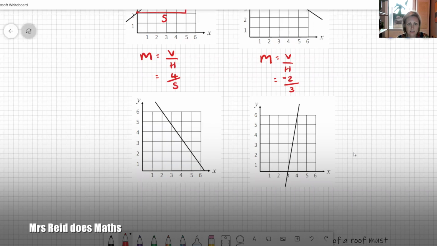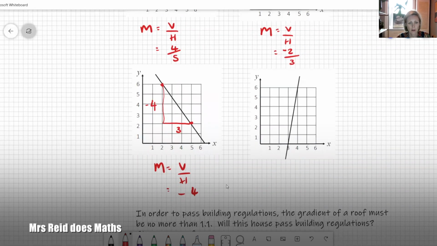And here, let's look, we've got this one, and there's another nice one here and here. And so making that, there's 4 boxes and 3, but it's actually a drop of 4. So m is v over h, and the vertical change has gone from 6 down to 2, so that's a drop of 4 over going from 2 to 5, which is an increase of 3, so -4/3. But even if you're counting the boxes, that can be forgotten. So just make sure you check if it's going downhill from left to right, it is negative.